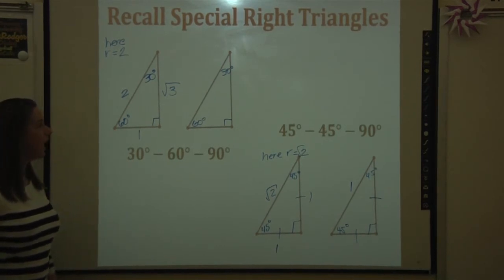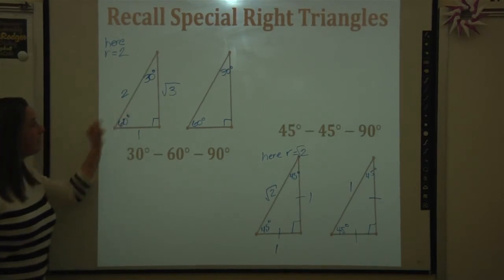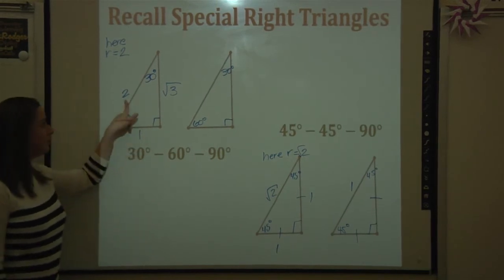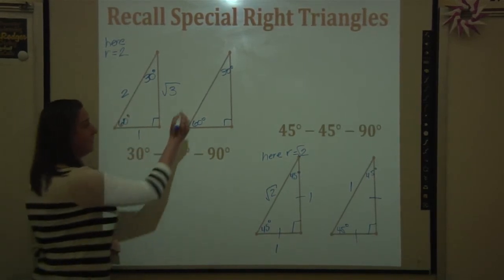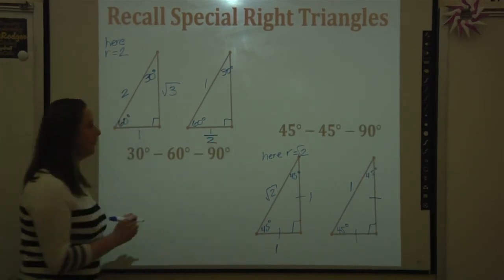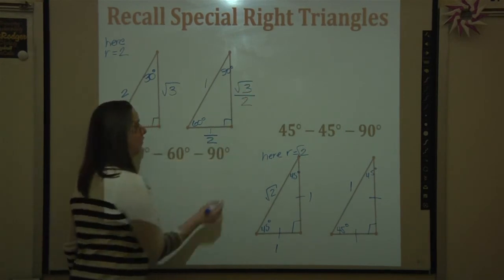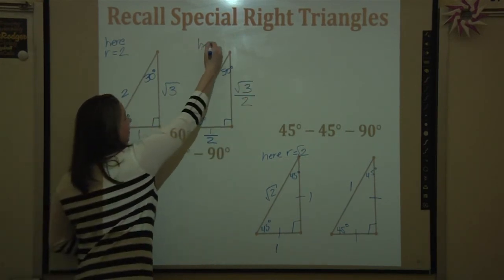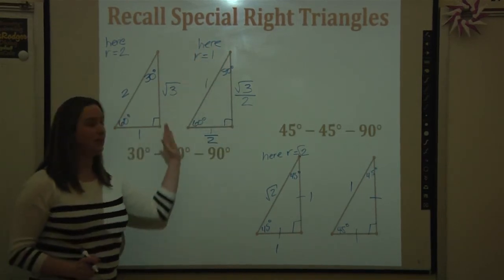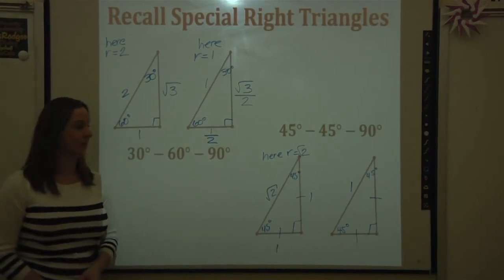So in order to do that, we need to make this value a 1. So if I think about how I can do that, I can divide each of these values by 2 in order to make this a 1. 2 divided by 2 is going to give me that 1. 1 divided by 2 is going to give me a half. And radical 3 divided by 2 is going to give me radical 3 over 2. And here we have in fact made r equal 1. This is specifically the triangle that we're going to use when we're thinking about trigonometry in our unit circle.